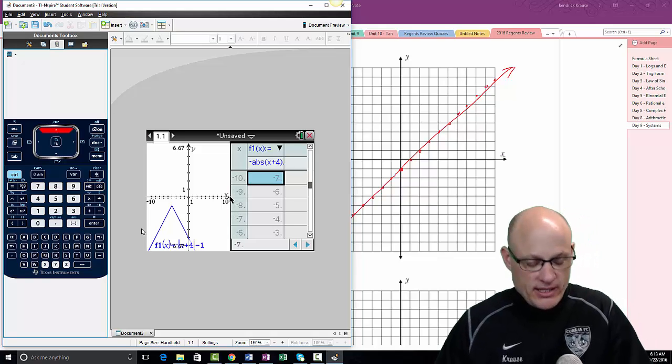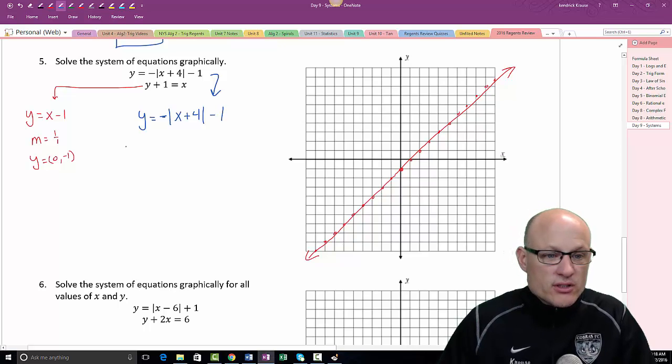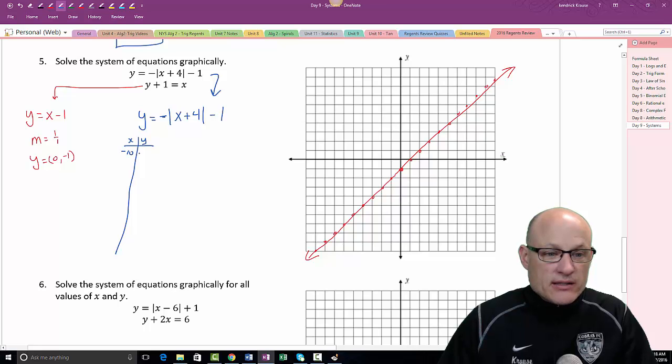This is annoying. Negative 10, negative 7. So it's going to be a lot of points. X, Y, negative 10, negative 7, negative 9, negative 8, negative 7, negative 6, negative 5, negative 4. That's actually going to be where the vertex is.